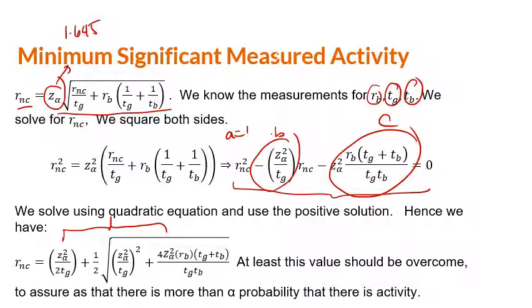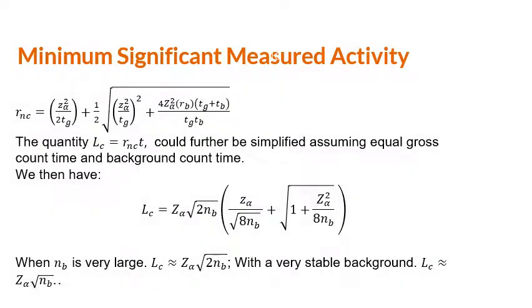Okay, proceeding with the computation of RNC. Okay, so continuing. So we now have our RNC as this. Yung net rate ng net counts. Ito yung solution. So take note, alam natin yung RB, alam natin yung TG, alam natin yung TB, at alam natin yung Z alpha. Sinet natin yan. It could be further simplified by setting TG equals TB equals T. And then we would arrive at a quantity LC equals RNC times T.